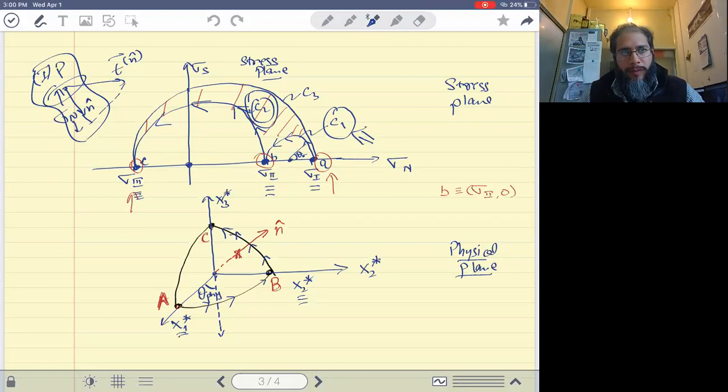So sigma n being positive means it's a tensile stress. It's just pulling it out. And sigma n being negative means it's a compressive stress. In that case, this t would be something like this, so it will have a component which is on the inside. It's compressing the body, pushing it in. So sigma n being negative means it's a compressive stress.